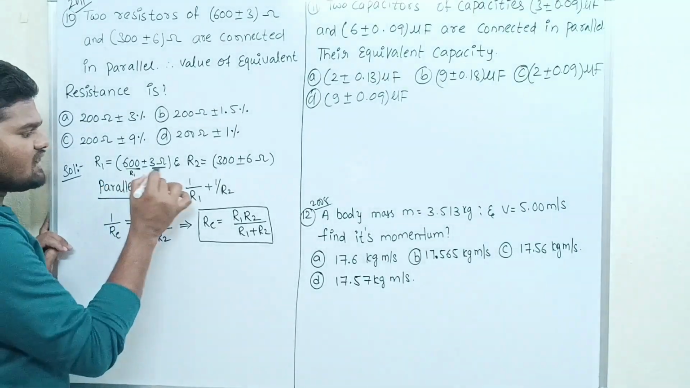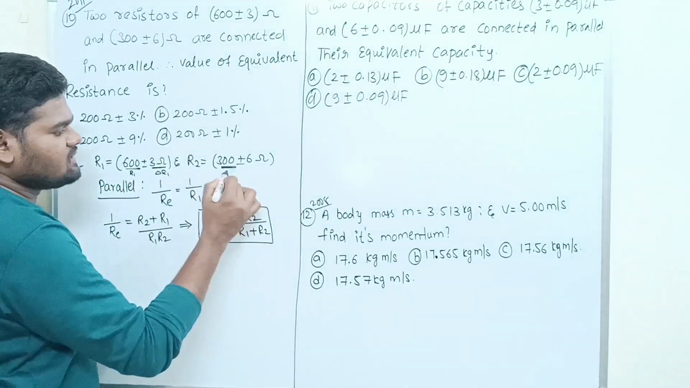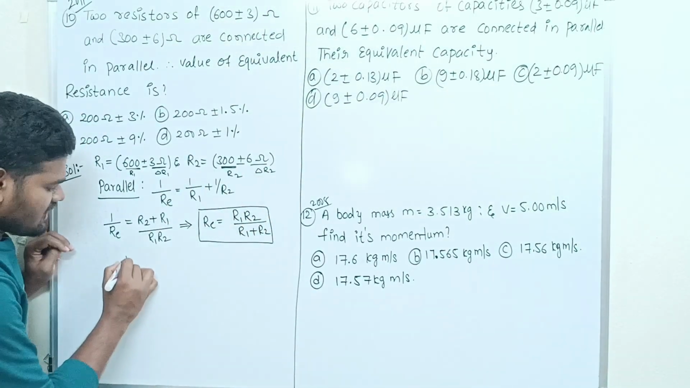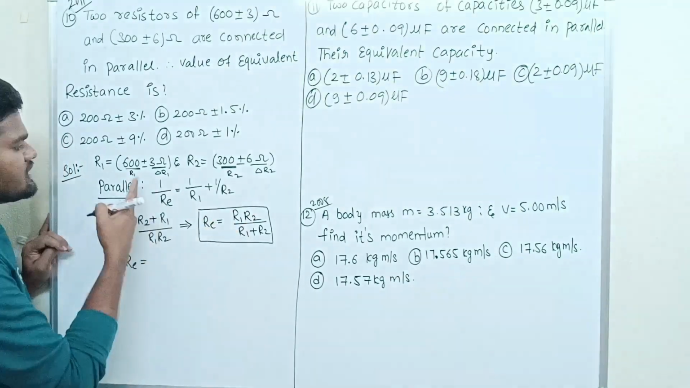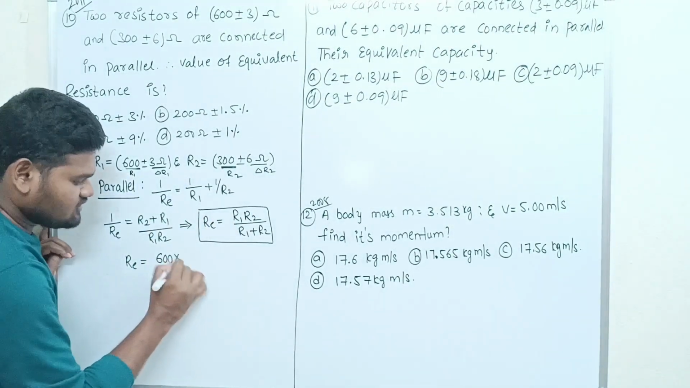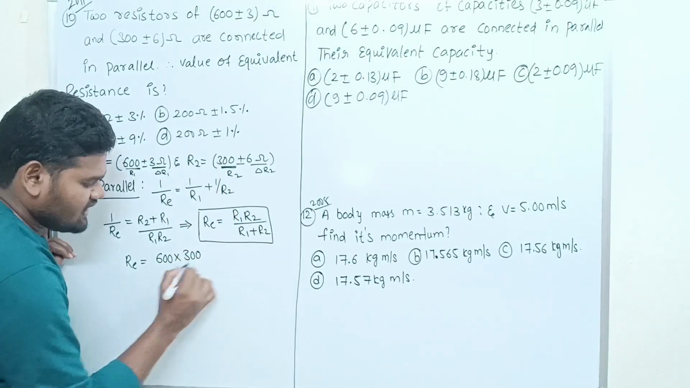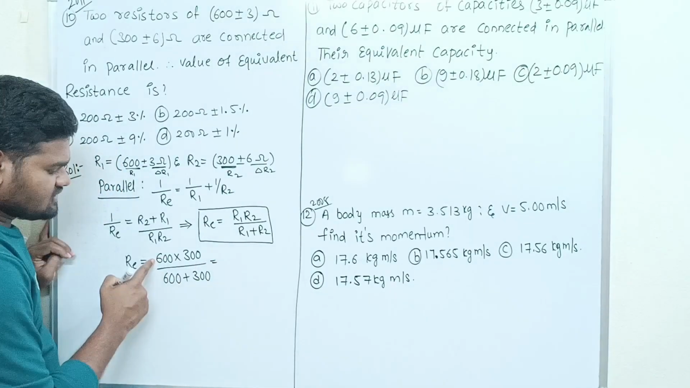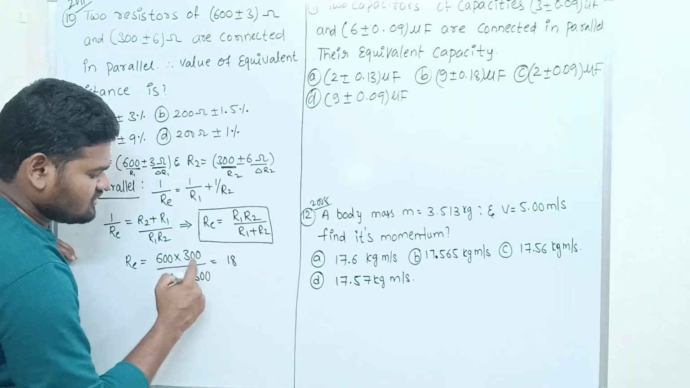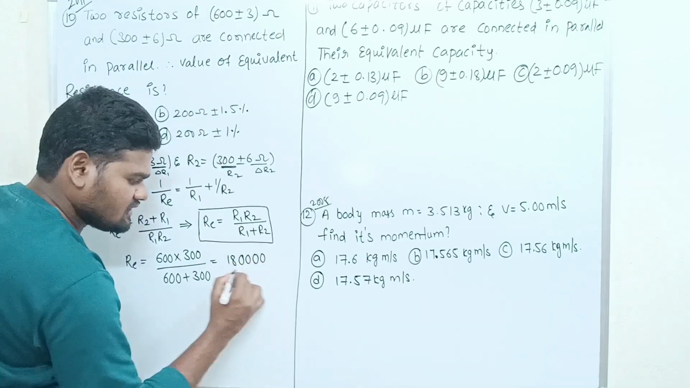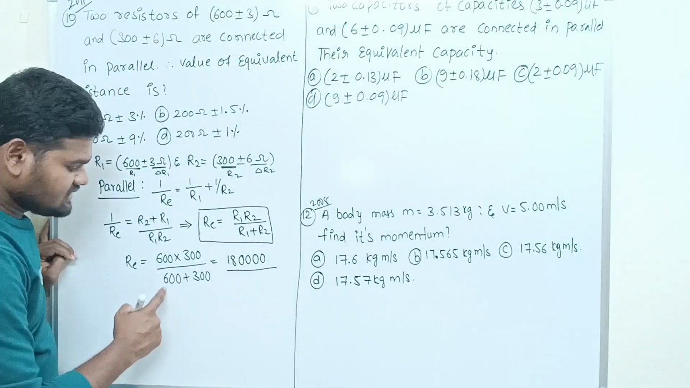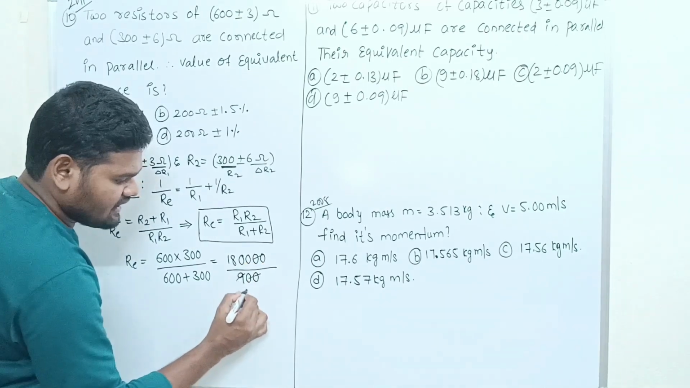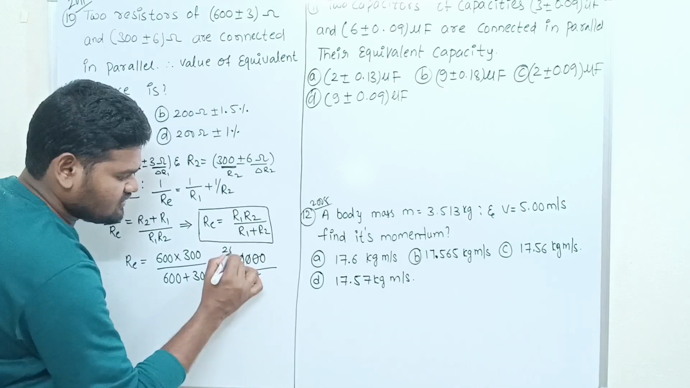This is the value of R1 and this is delta R1. This is R2 and this is delta R2, the absolute error. So R equivalent is equal to R1 into R2 divided by R1 plus R2. R1 is 600, R2 is 300, so 600 into 300 divided by 600 plus 300. 600 plus 300 we get 900. Two zeros cancel out, 9 ones are 9, 9 twos are 18, 0 0.